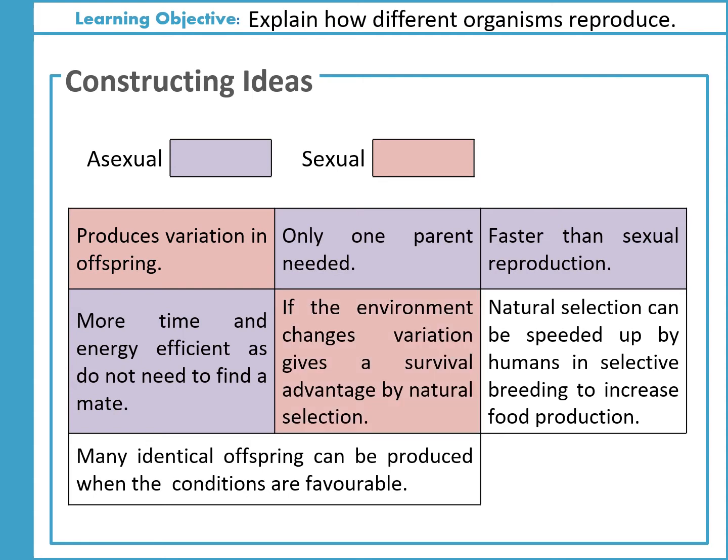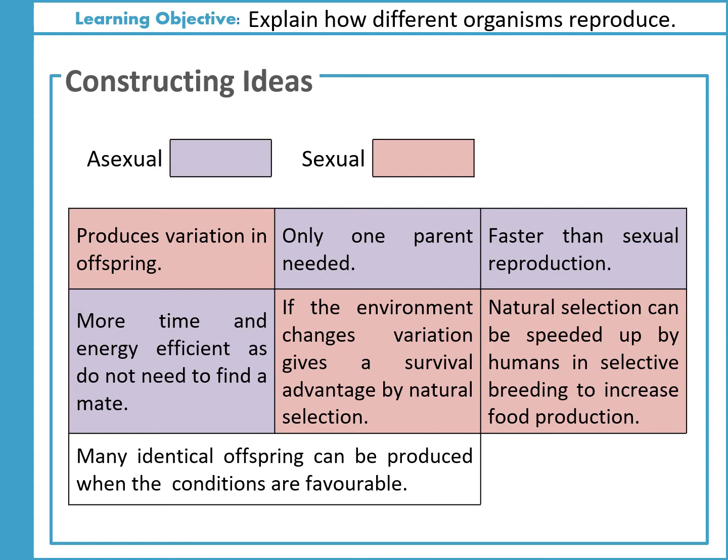However, if the environment changes, variation will give a survival advantage by natural selection. That goes with sexual reproduction because variation can only be gained where there's more than one parent and genetic material is being shared between the two. Natural selection can be speeded up by humans in selective breeding to increase food production.